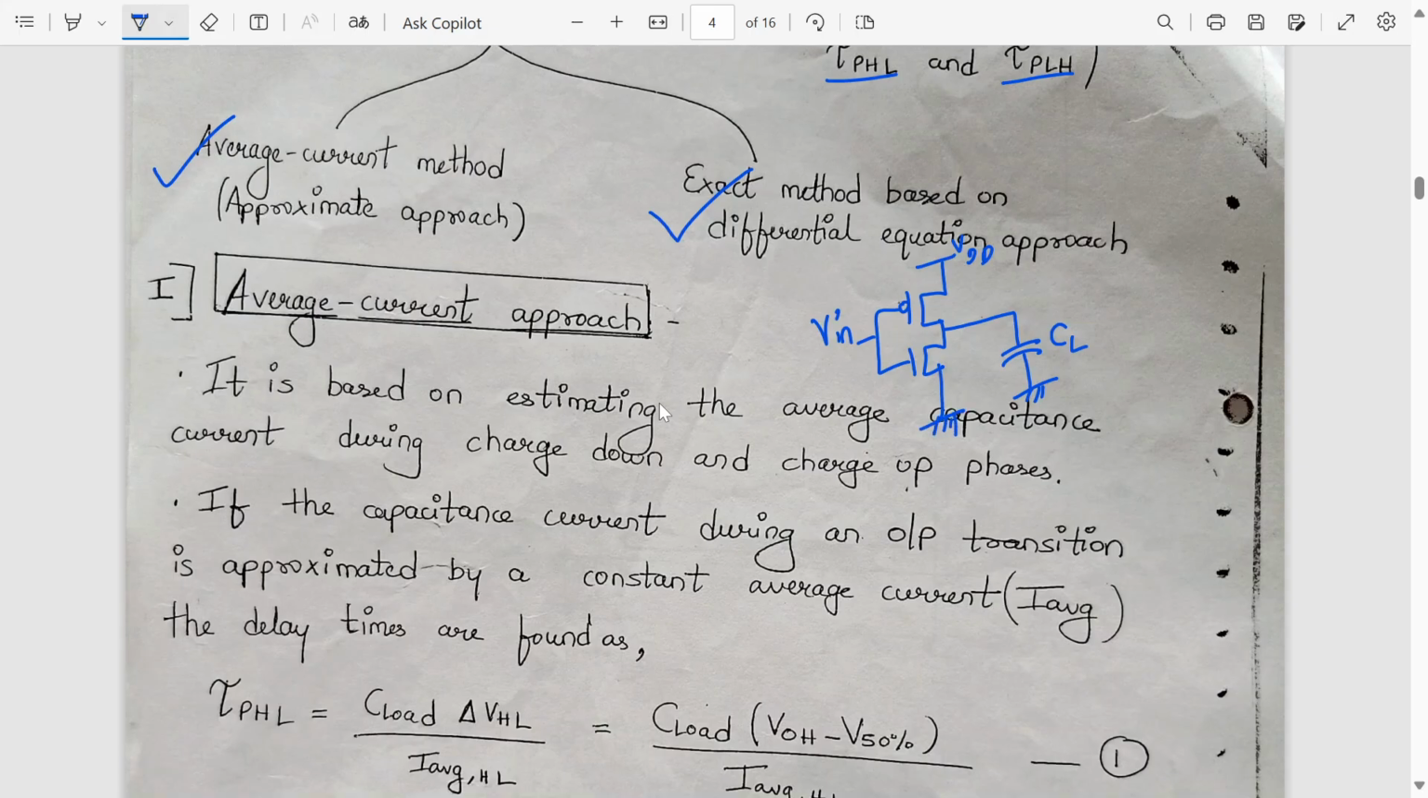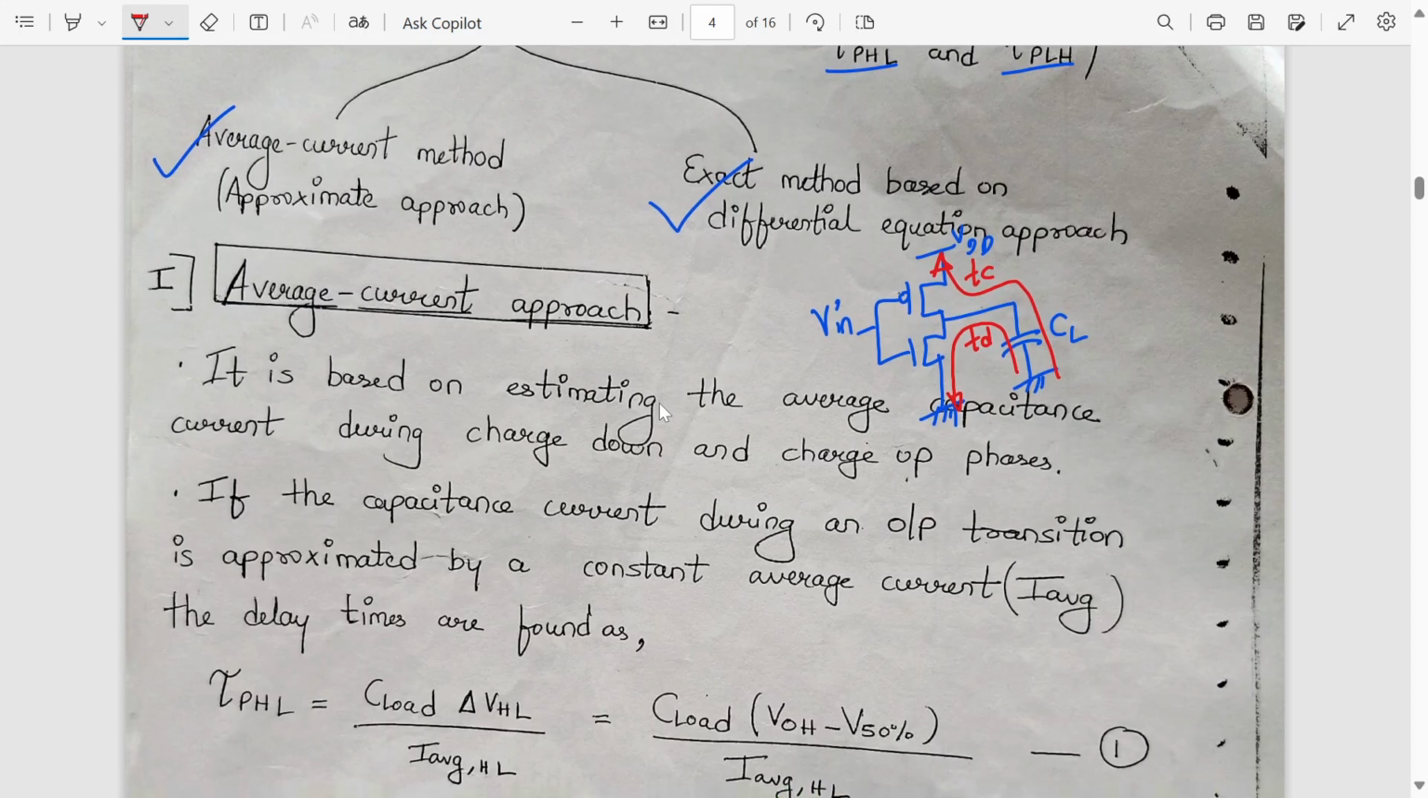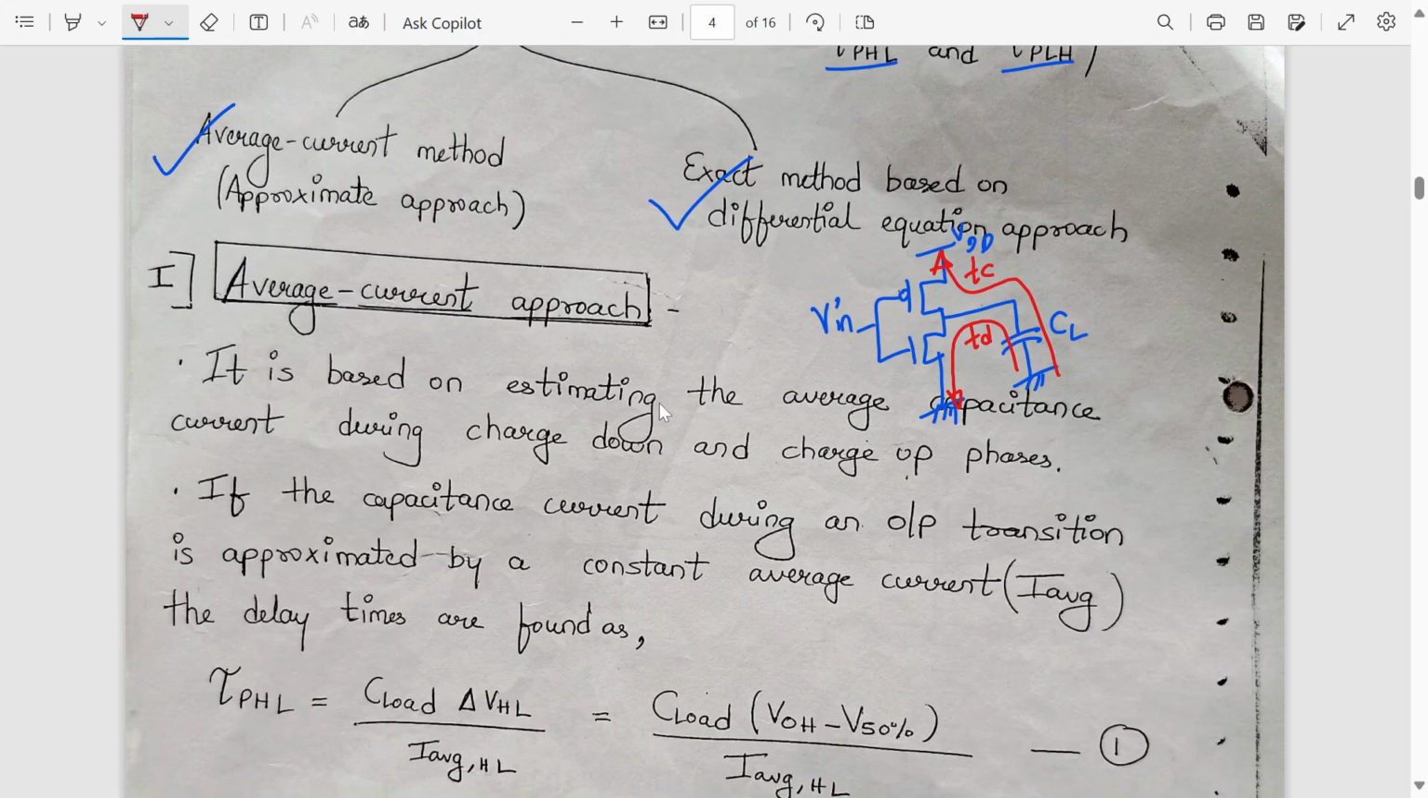Now we determine how much time the capacitance takes to charge up to VDD and how much time it takes to discharge to the ground. This is the charging time and this is the discharging time. Accordingly we'll calculate the average current and that will give us the average propagation delay. So it is based on estimating the average capacitance current during the charge down and charge up phases.